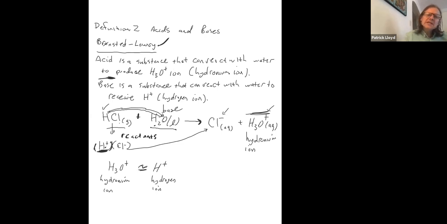We don't really need that theory to describe this reaction because the previous theory of just dissolving to form ions worked. But there are bases that we need this theory to be able to explain. And the most famous of these bases is called ammonia. NH3, that's its chemical formula.